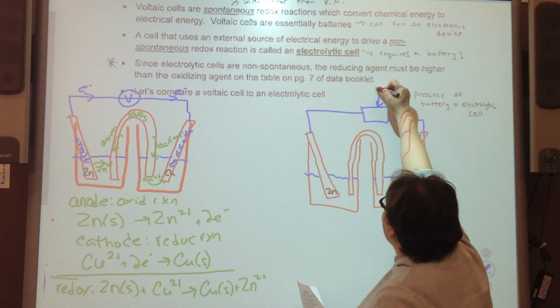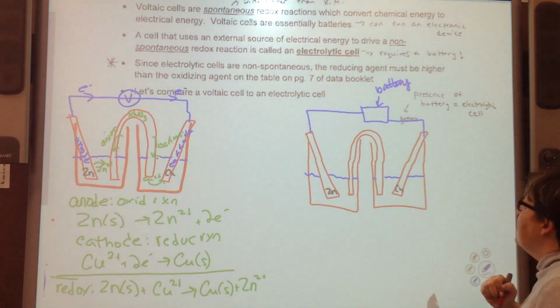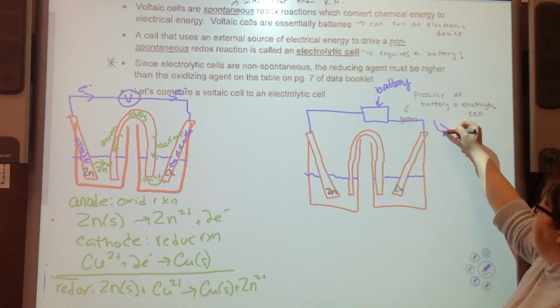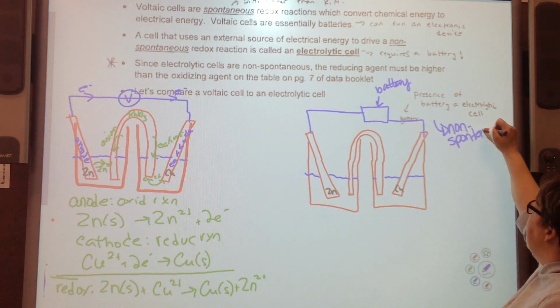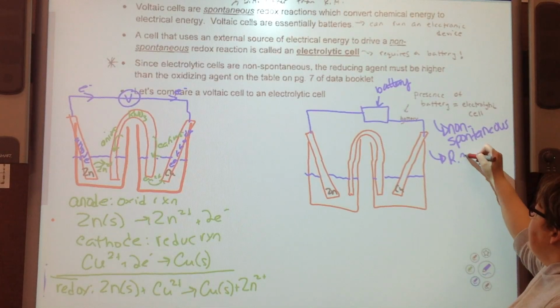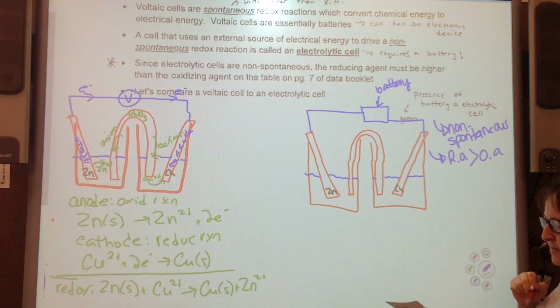So this is a battery. Okay? So if you have the presence of a battery, you're going to have an electrolytic cell. That's one of your first clues when you're looking at a diagram. So an electrolytic cell means that this is non-spontaneous. It means that the reducing agent is greater than the oxidizing agent.